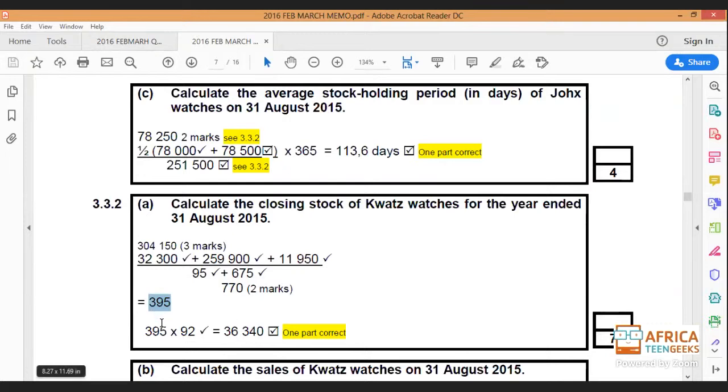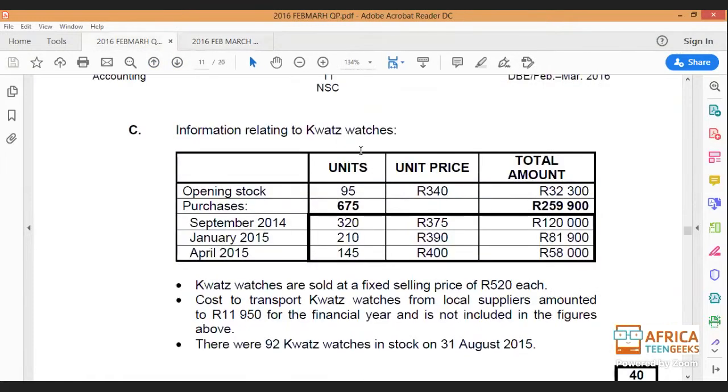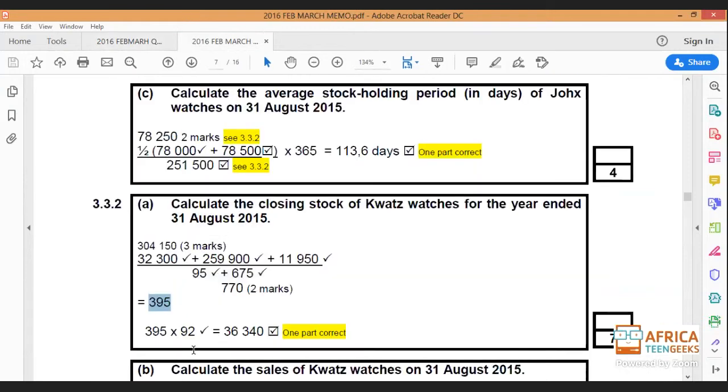Then after they say the closing stock, how many watches were unsold under quartz? You know that 92 quartz watches were unsold. Therefore, now it's easy. You just say 92 times 395 rands, you'll get 36,340. And that was for 7 marks, boys and girls. This is very important.